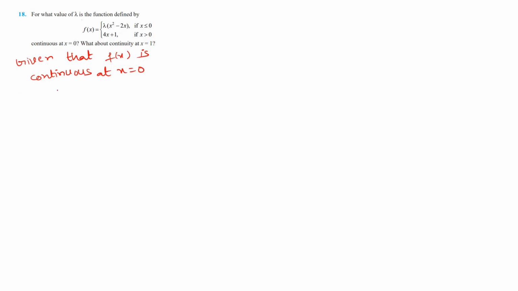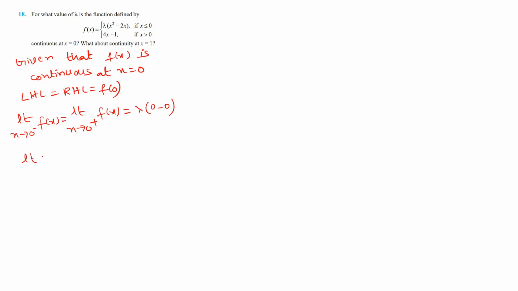The function is continuous at x equal to 0 means LHL is equal to RHL is equal to f of 0 here. Okay, LHL is limit x tends to 0 minus f of x is equal to limit x tends to 0 plus f of x, the RHL, is equal to f of 0. f of 0 we will directly substitute here: lambda into 0 square minus 2 into 0 is 0 only here.